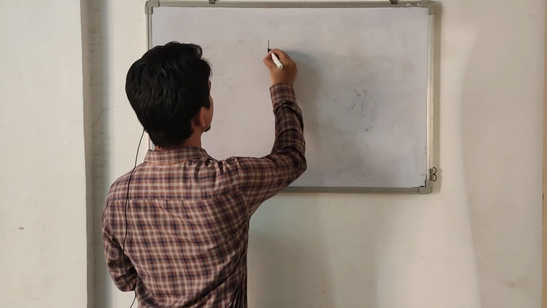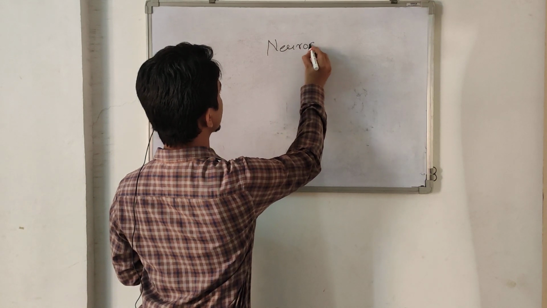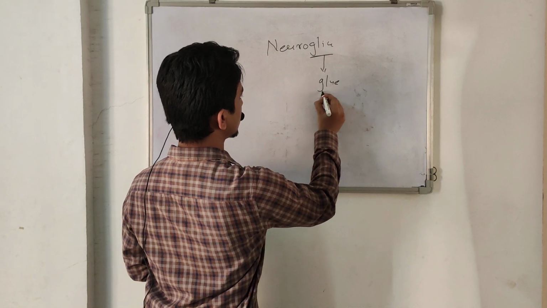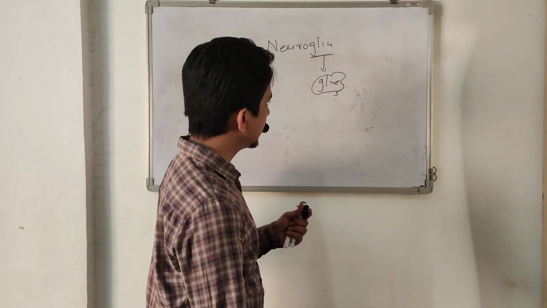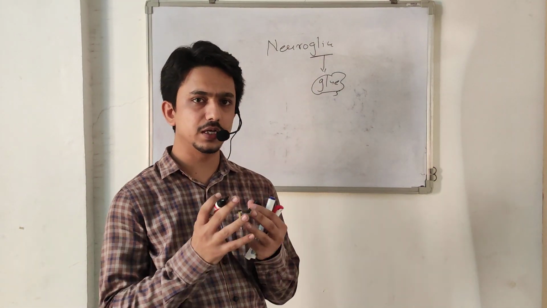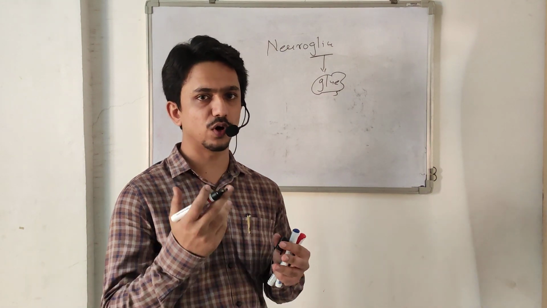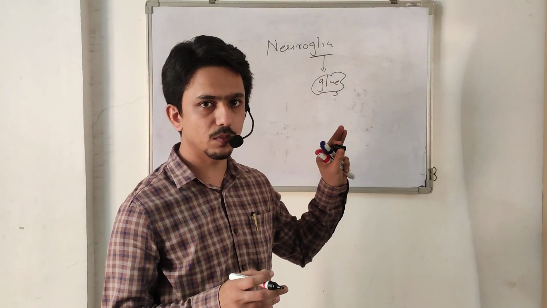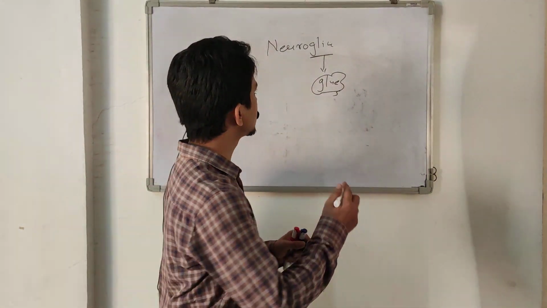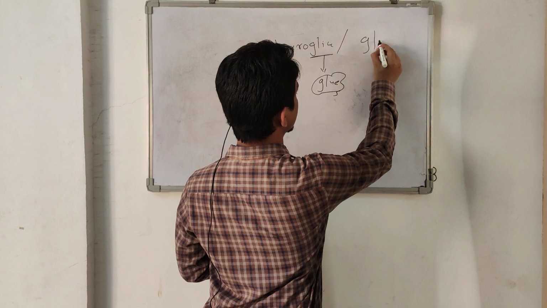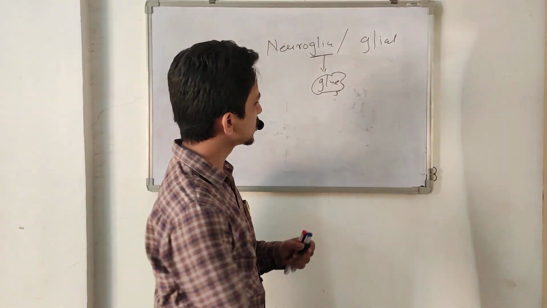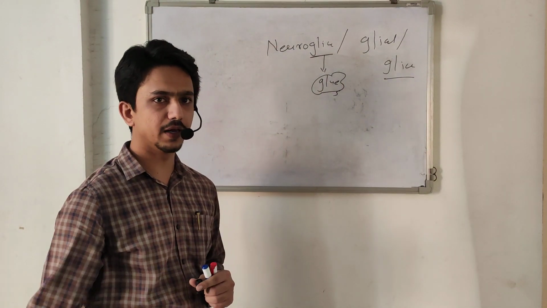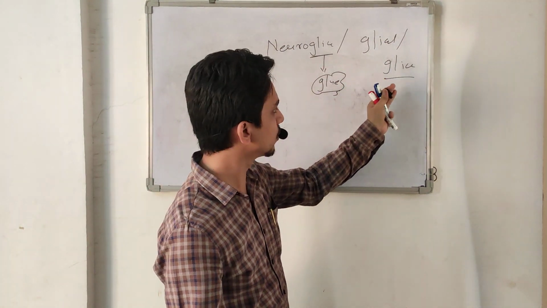Actually, the name neuroglia suggests something. Glia is a Greek word meaning glue. Glue means a sticky material, meaning they stick the neurons to each other. Though this was the former thought of scientists and doctors, it's not true now. It's not only glue; it has many other functions. Also, neuroglia is called a glial cell, or simply glia. So there are three names: neuroglia, glial cells or glia cells.